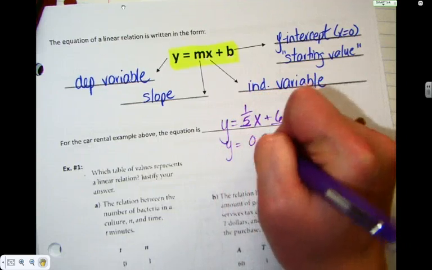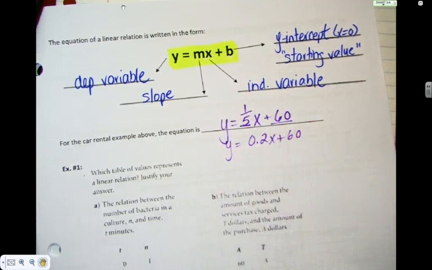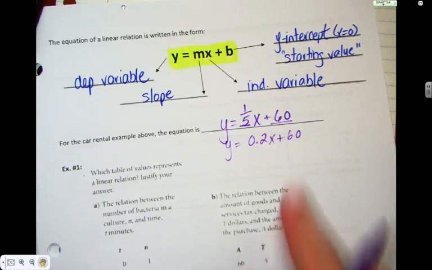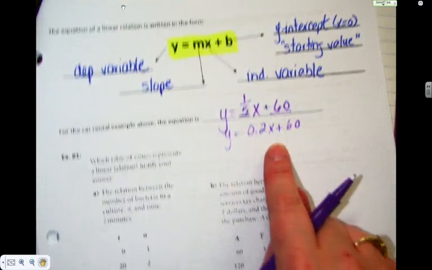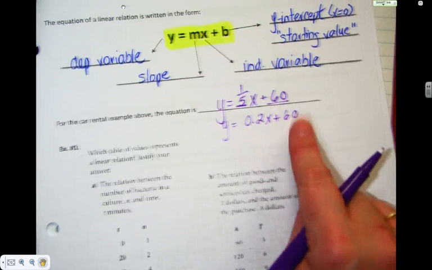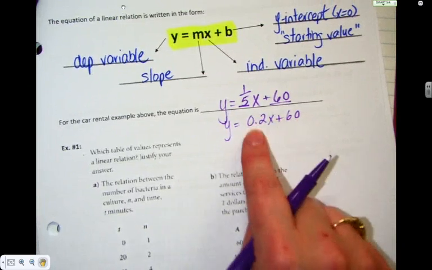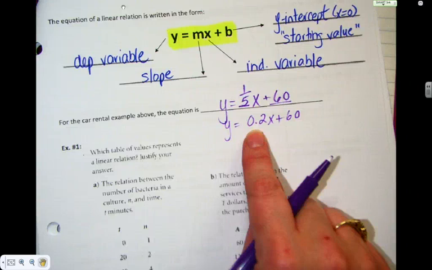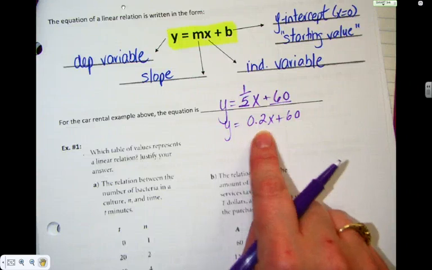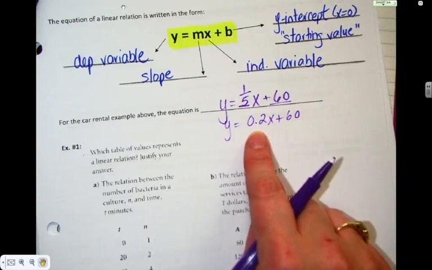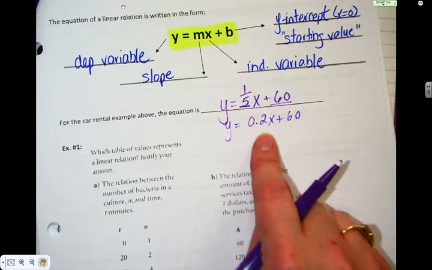So I could write this as 0.2x plus 60. Decimal or fraction doesn't matter. Well, let's talk about what this means. If we look back to the example, you pay $60 no matter what, and how much do you pay per kilometer? 20 cents. That's what the slope is equal to. It's the amount you're paying per kilometer.